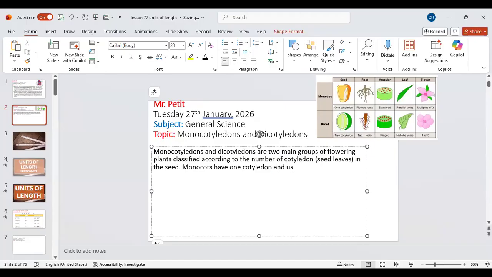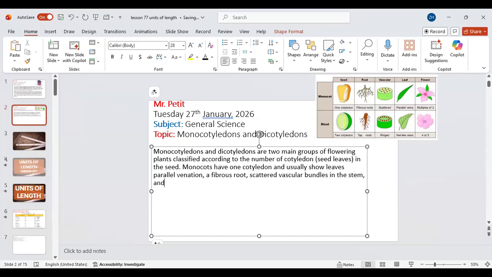And usually they show leaves with what type of venation? Parallel veins. Very good. Parallel venation. A fibrous root. Scattered vascular bundles in the stem.